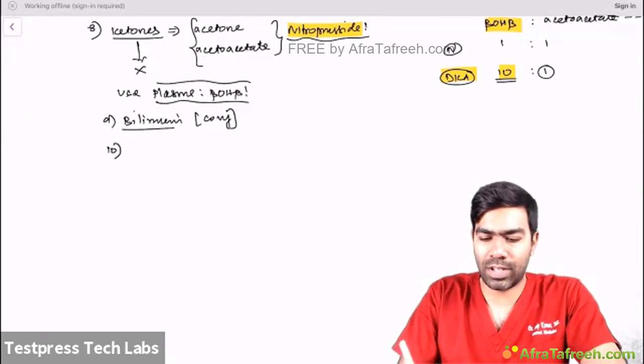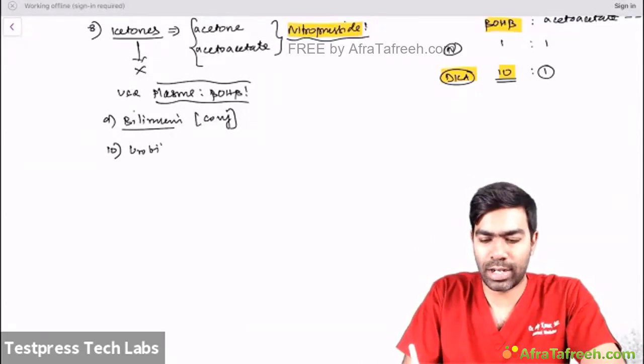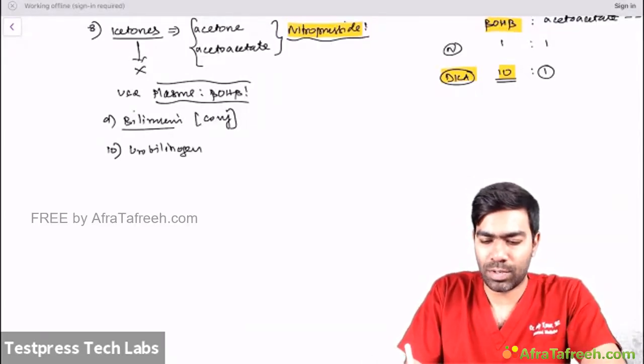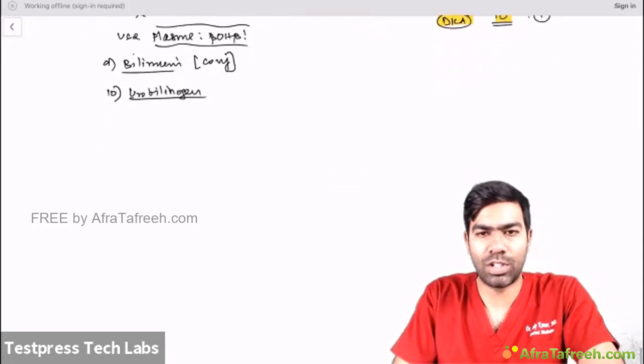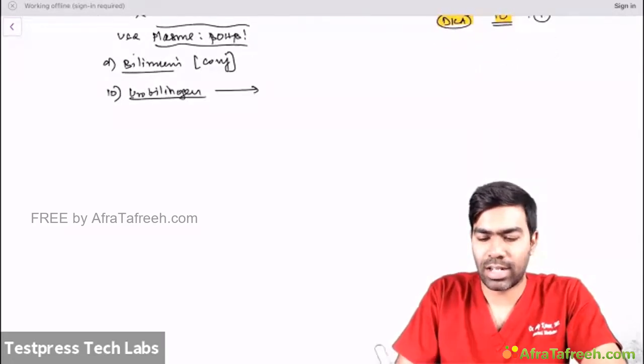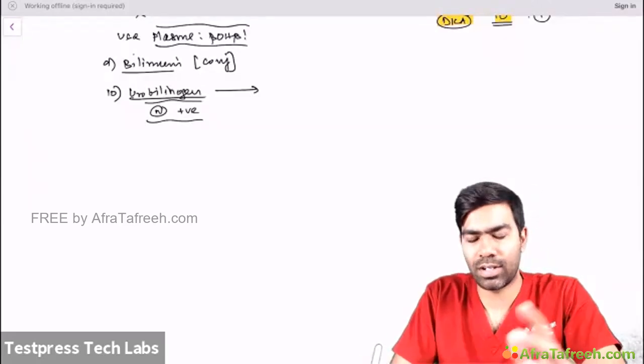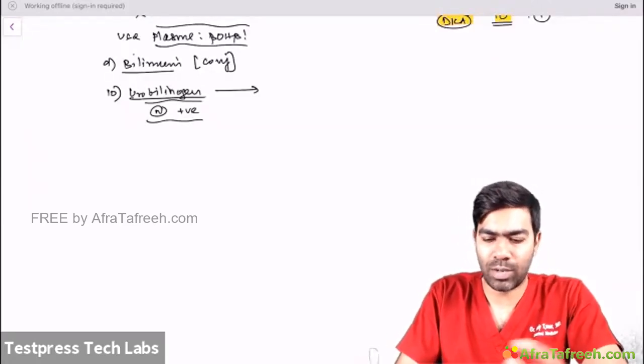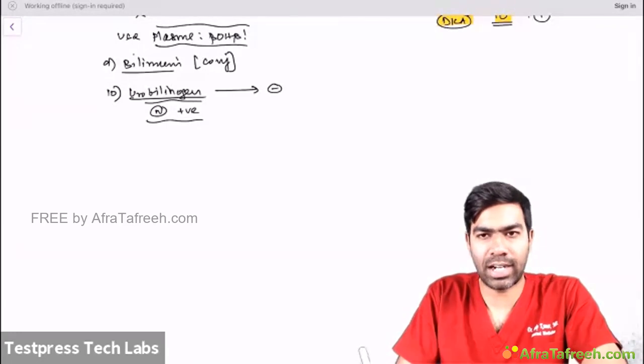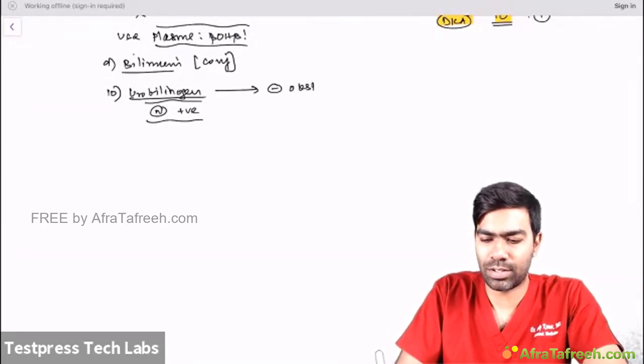And number 10 is urobilinogen. This can also be detected. Remember, the most important idea about urobilinogen is that it's a marker of enterohepatic circulation. Urobilinogen is normally seen in the urine. Even in jaundice it will be seen, but in one type of jaundice it will be absent. If it is negative, it indicates an obstructive jaundice.